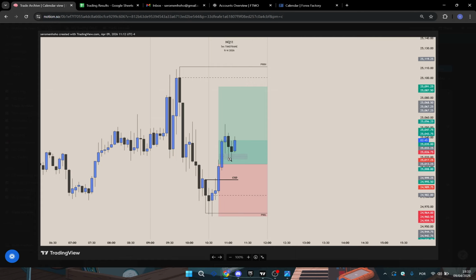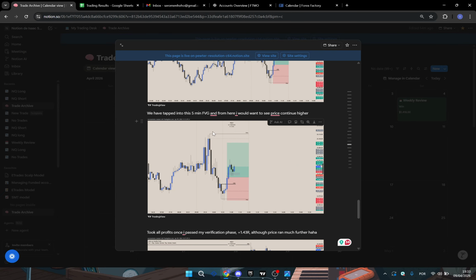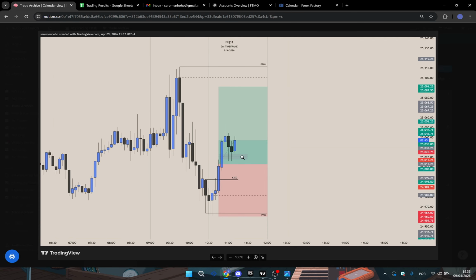And then we formed this 5-minute fair value gap. We tapped into it and we started showing that, wanting to go higher. So from here, I really wanted to see price move higher. I even said on my journal, we have tapped into this 5-minute fair value gap. From here, I would want to see price continue higher. So I felt good having my stops at break even because I was expecting this fair value gap to hold.